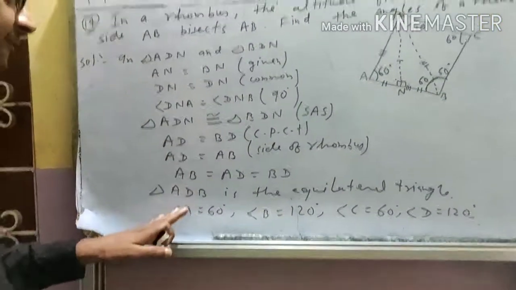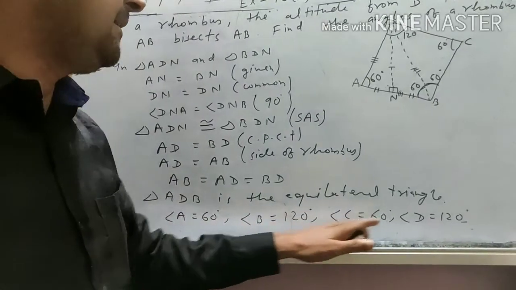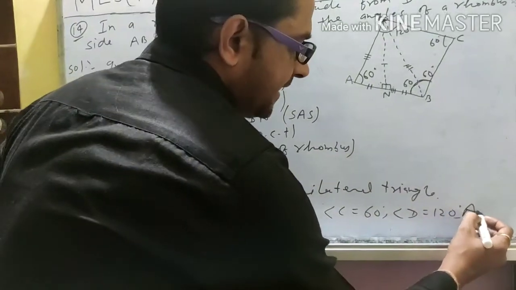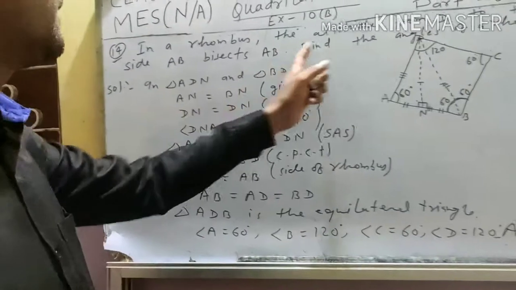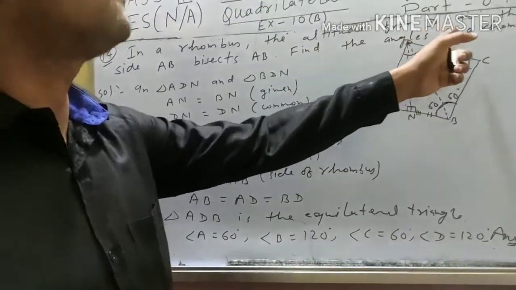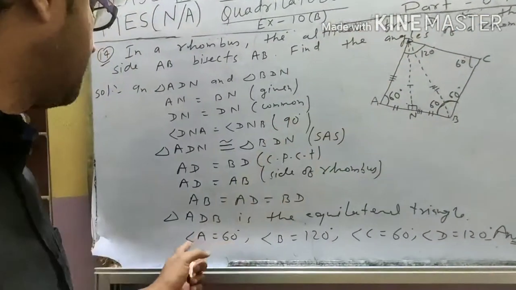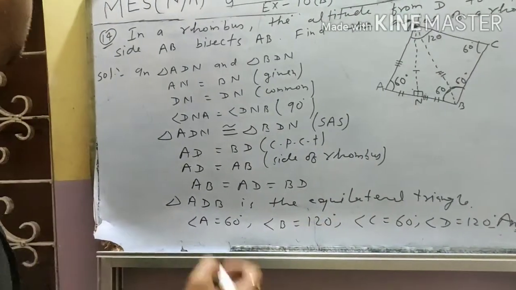So here student, we have four values: angle A, angle B, angle C, and angle D. This is your final answer. And what we will find here? Find the angles of the rhombus. So this is the angles of the rhombus.